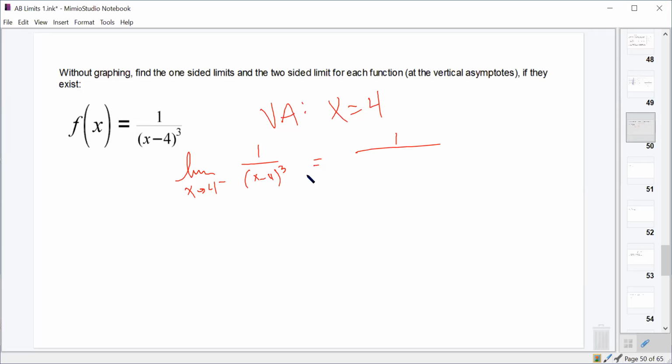I get 1 over a very, very small number, right? I'm just going to use a real technical term here. I'm going to get a very small number. And is that very, very small number positive or negative inside those parentheses? Negative. Right. It's a very small negative number, and I'm going to cube it.